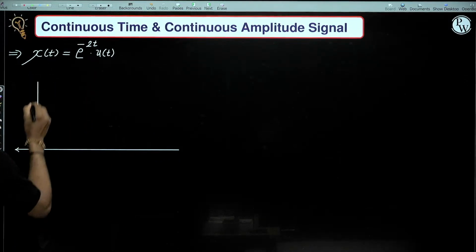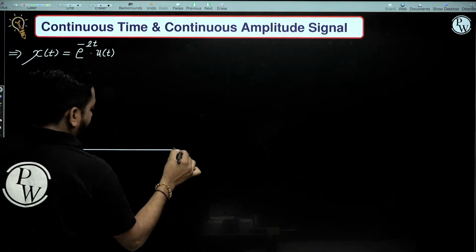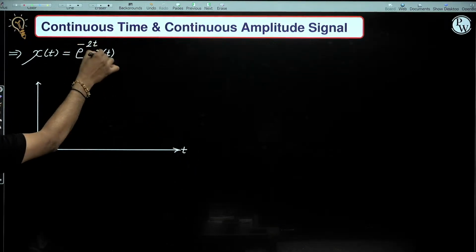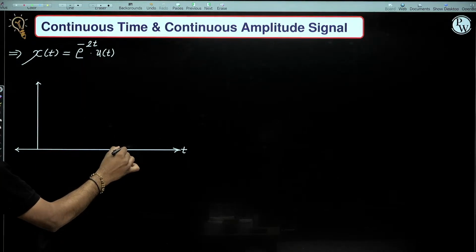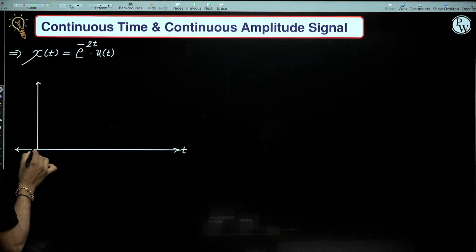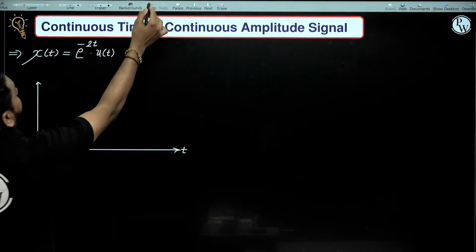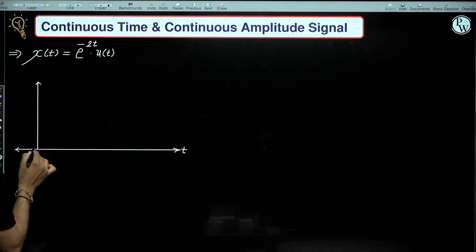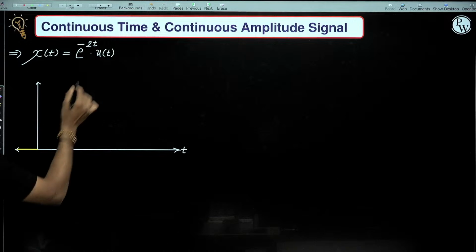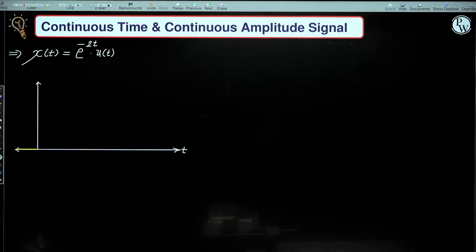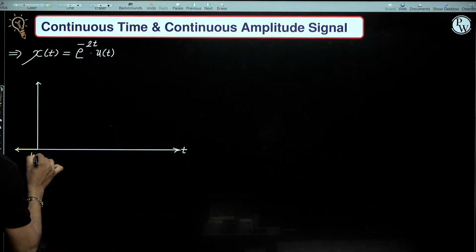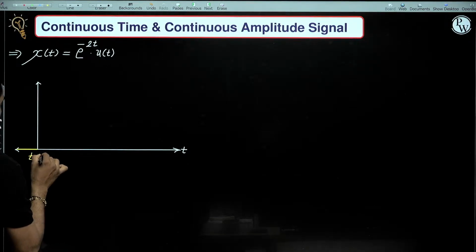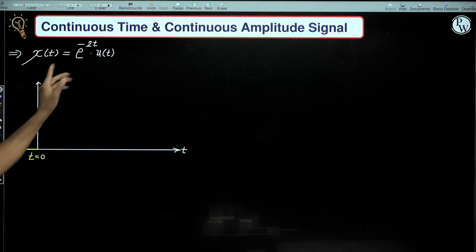So if you draw it graphically, as you multiplied e power -2t by u of t, u of t indicates only the positive values of time. For t less than 0, amplitude is 0. Later we will see, don't worry. Just remember, for t less than 0, amplitude is 0. Now tell me, what is the amplitude at t equal to 0? I am expecting an answer from every single student in the comment box.